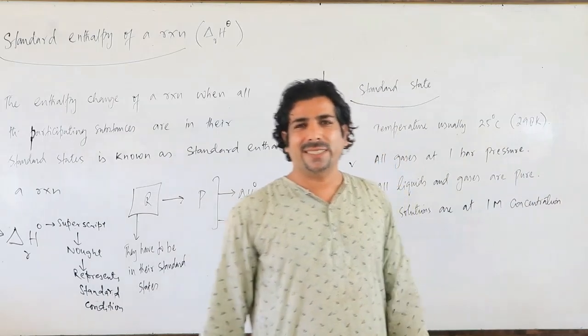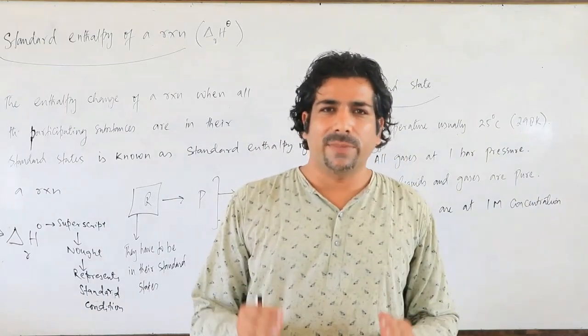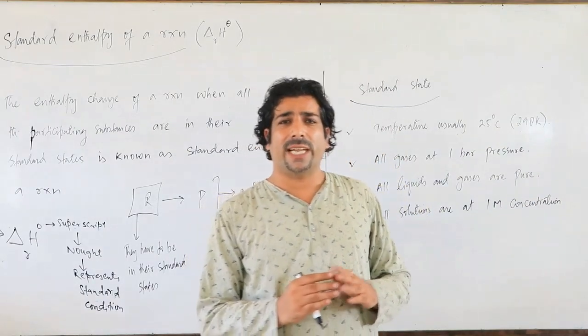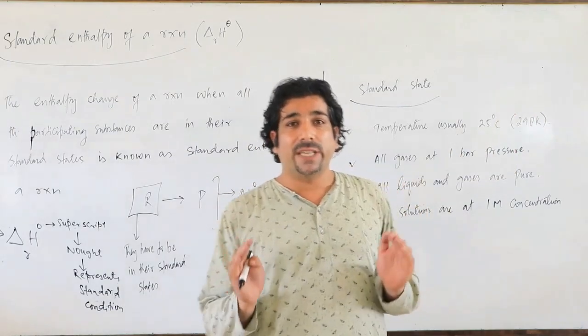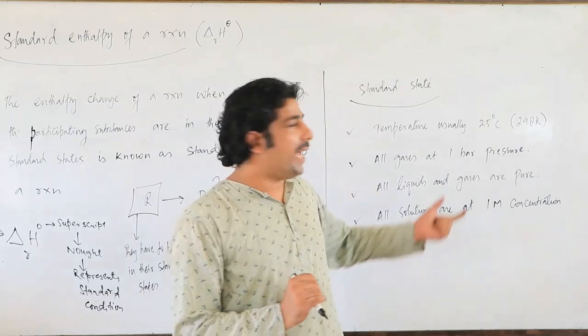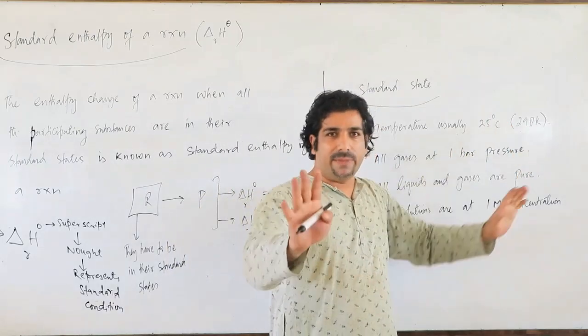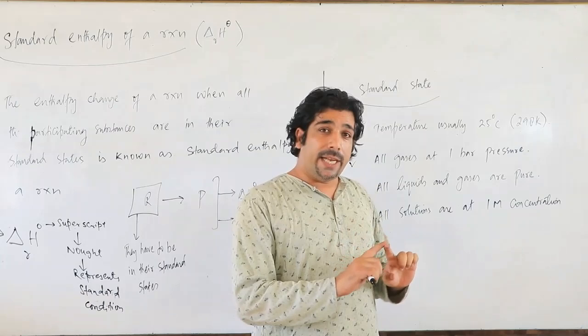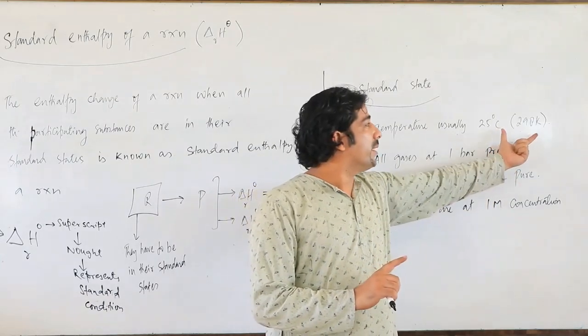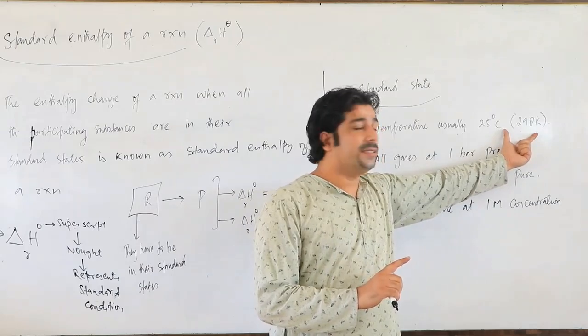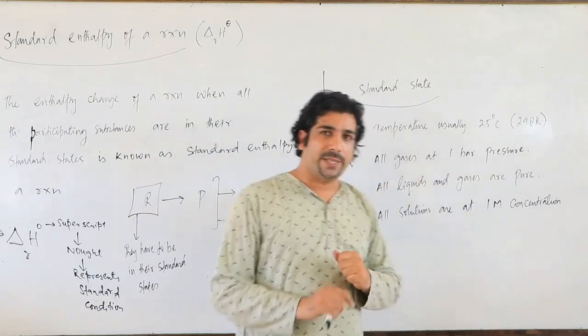But it's not necessary, my dear friends. Sometimes the standard state of some substance can be at higher temperature or lower temperature also. But the values given in the NCERT will be at 298 Kelvin. Please remember that. It can be more than 298 or it can be less also, but in NCERT it's at 298, so we'll mention 298 right out here.